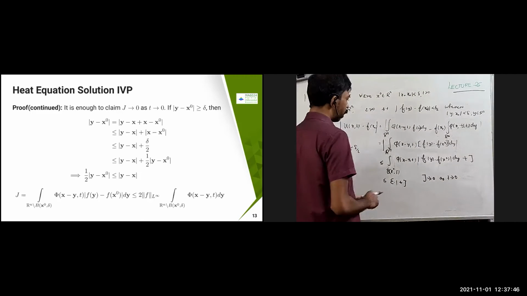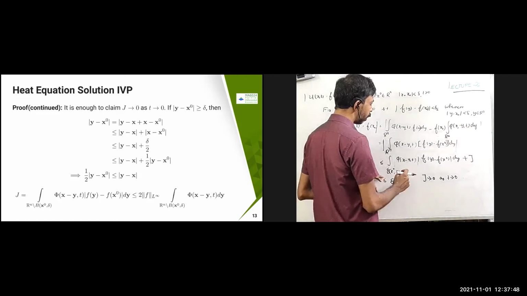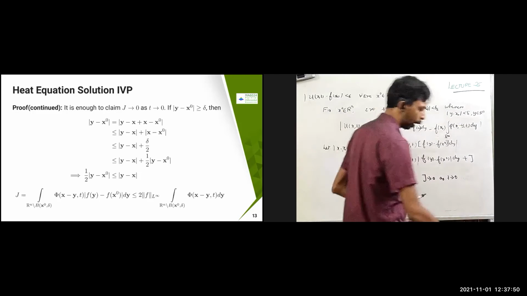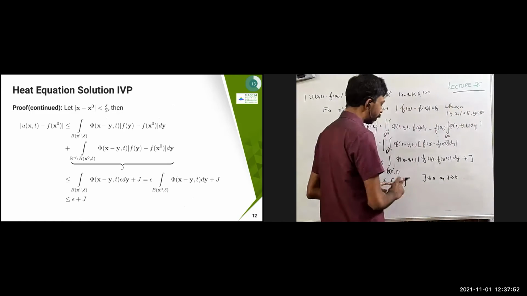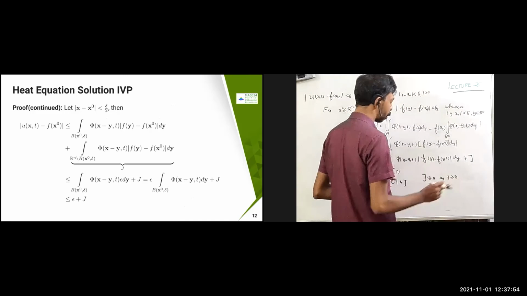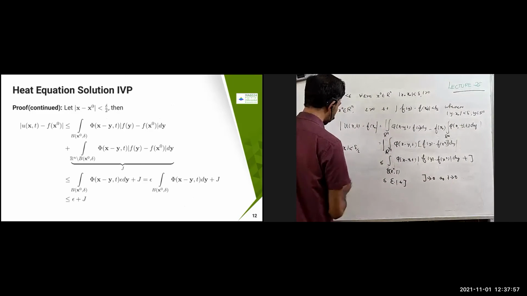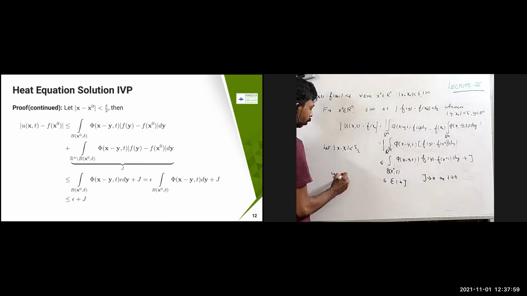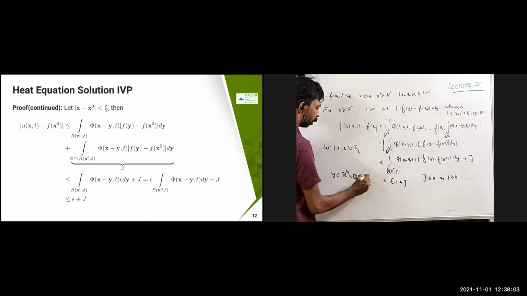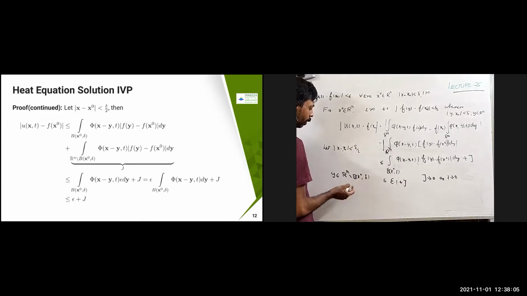Since this J is sitting in R^n minus B(x_0, delta), for the J integral you can see that y belongs to R^n minus B(x_0, delta). So what you can claim is that y is not inside that ball. This is B(x_0, delta), this is x_0, and this is delta.